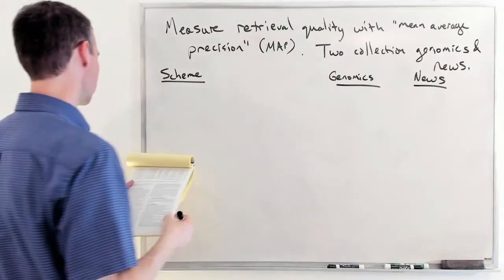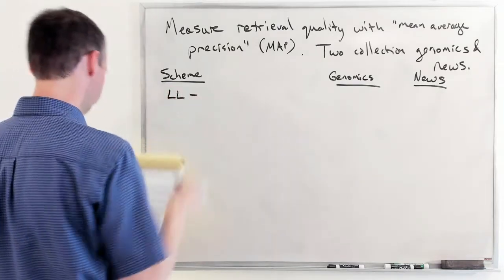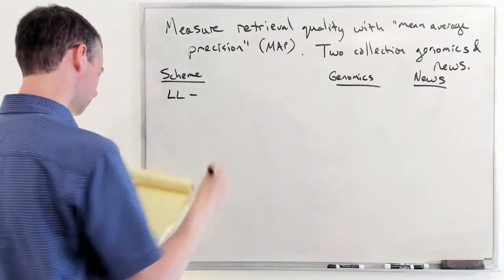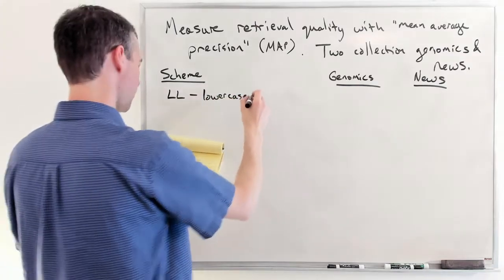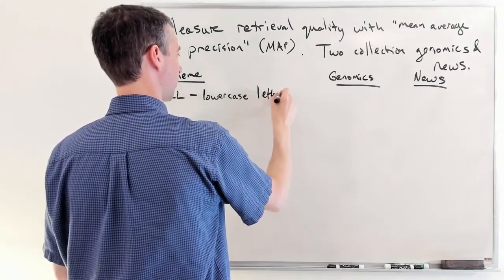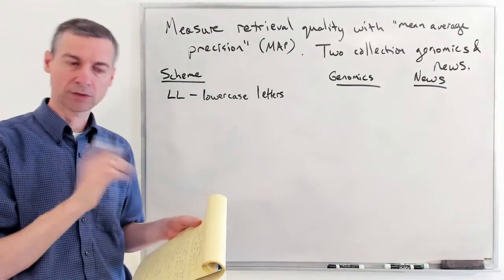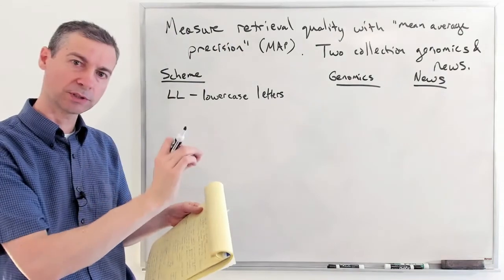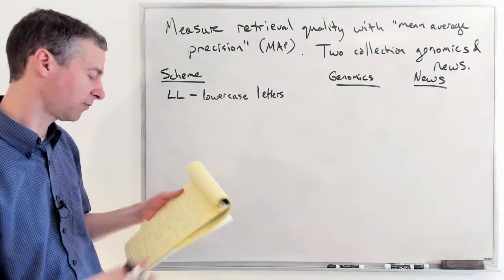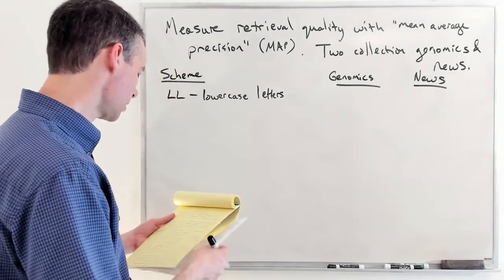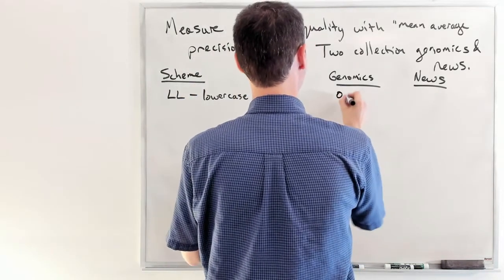So they start off with their sort of the most simple scheme they call the LL scheme. And the LL scheme is just simply to lowercase letters. So they lowercase the text, and wherever I have a string of letters, that's a token. Anything else is not part of the token, and so we break it up in that fashion. All right, so then they measure this, and they find for genomics that they get a score of 0.3.